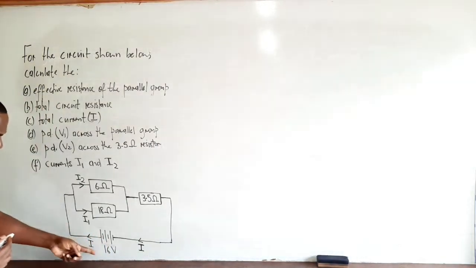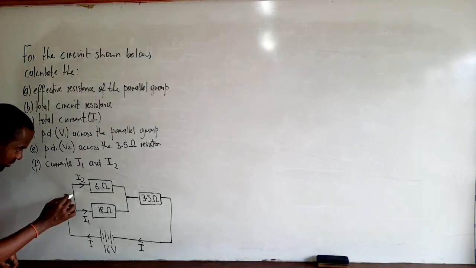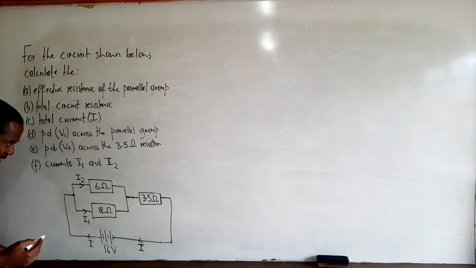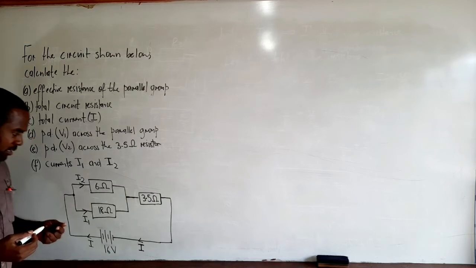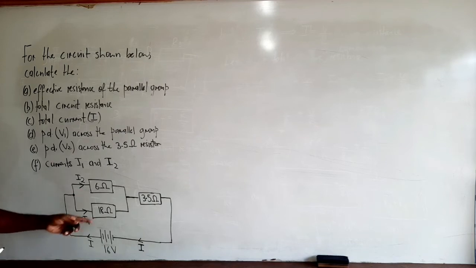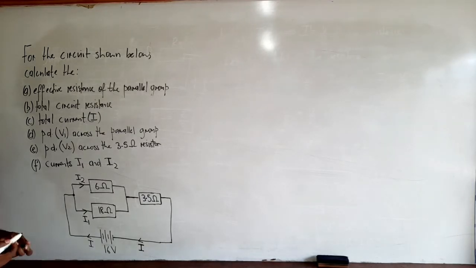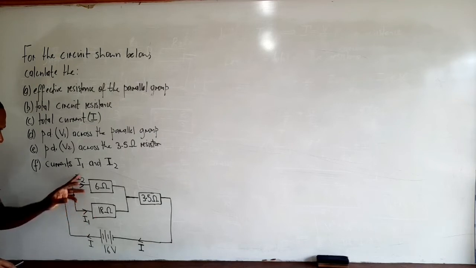So if you remember, conventional current flows in the opposite direction to which electrons would flow. So the total current I flows around and it gets to this junction. It sees two paths: a path to a 6 ohm resistor and a path to an 18 ohm resistor, and it splits because a part of the current must flow in each path. So I1 flows towards the 18 ohm resistor, I2 flows towards the 6 ohm resistor.